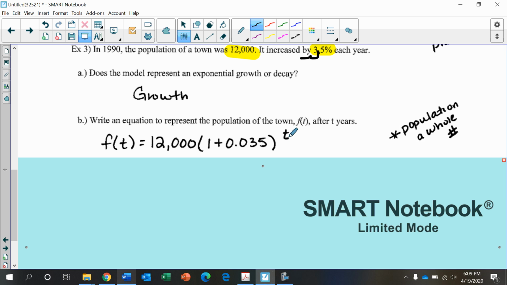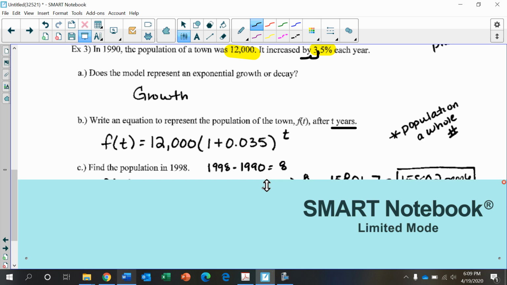It's not telling me the number of years. It's saying it right here, after t years. So again, we're just writing a formula, so we're leaving it as t here. Okay. Now it says find the population in 1998. Well, 1998 is 8 years from 1990, so we really care about the 8 here. That's what you're going to plug in for t.